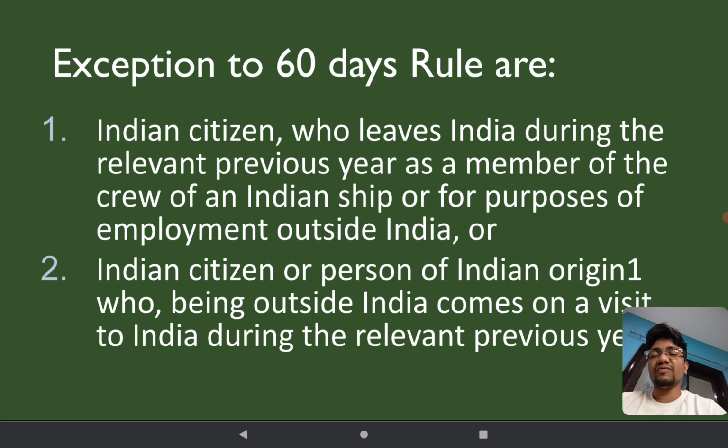If they have stayed for 182 days, then they are resident. Otherwise consider them as non-resident. Simple. Or somebody who is working as a crew of an Indian ship which roams around the globe. So that also makes sense.